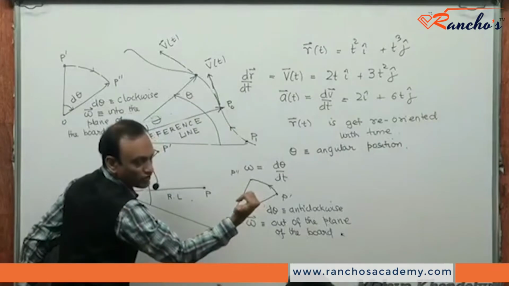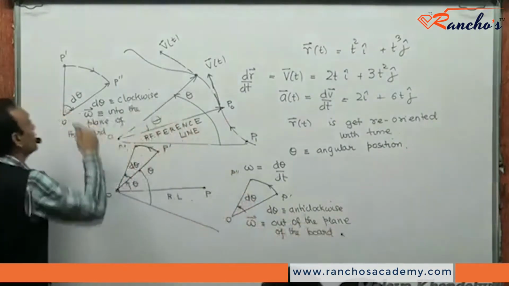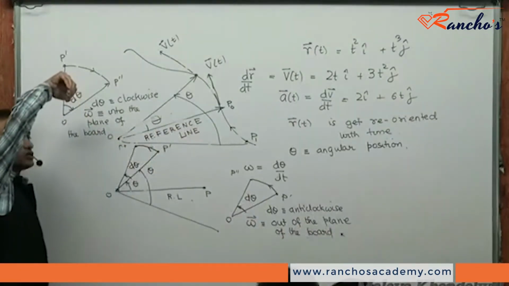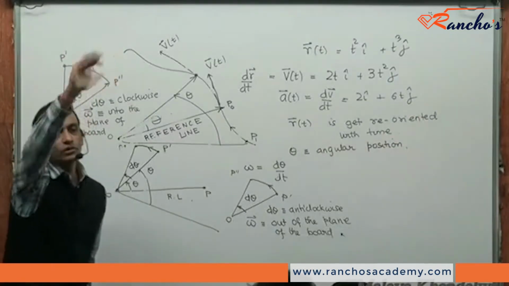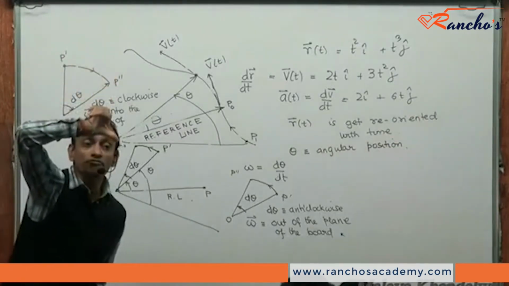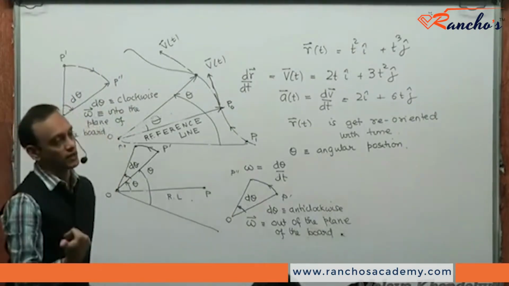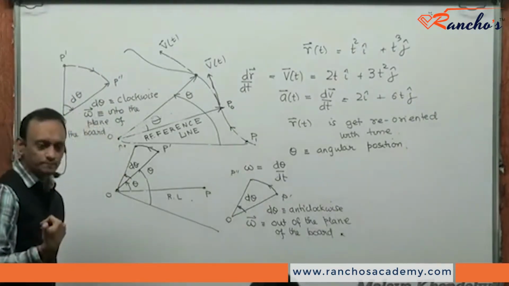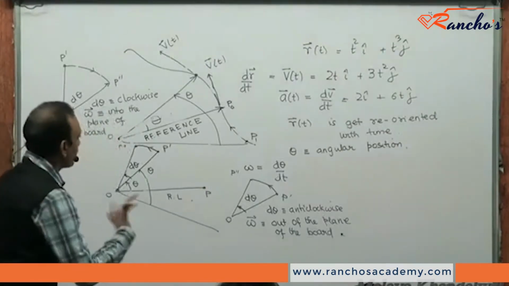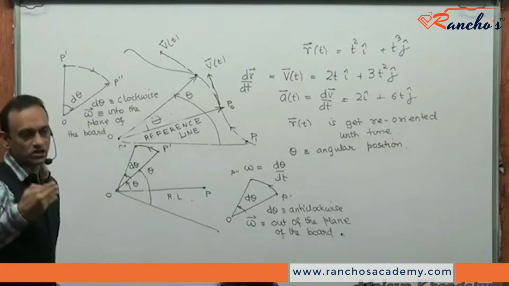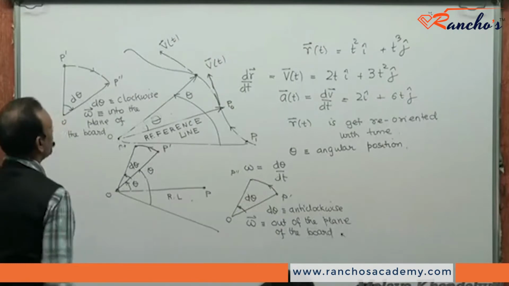The thumb points out of the plane of the board, so the direction of the angular velocity vector is out of the plane of the board. In the other case, the direction of the angular velocity vector is into the plane of the board. So you use the right hand rule: curl your fingers in the sense of angular displacement and observe your thumb. That's a beginner level understanding of angular velocity in plane motion.